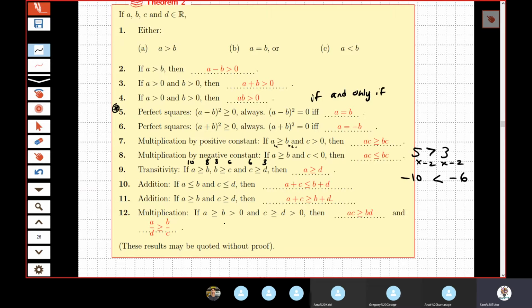Multiplication. If A is bigger than B, and that's bigger than 0, so they're positive, and C is bigger than D, bigger than 0, again positive, then A times C would always be bigger than or equal to B times D, and A over D, so a big number over a small number, will actually be larger than a small number over a bigger number. You see how this works?